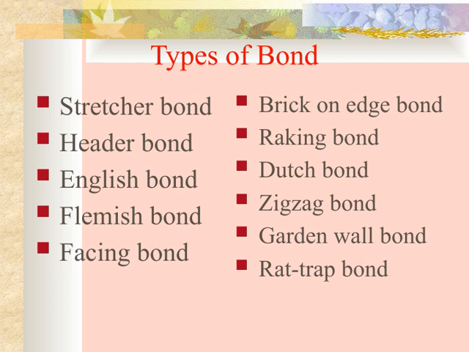Rat trap bond is a popular technique involving bricks laid with the hollow side facing out, which saves material and provides insulation. Each of these bonds serves a specific purpose, whether for strength, aesthetics, or efficiency, and understanding them helps us choose the right technique for any project. These variations are all part of the broader theme of how brickwork can be both functional and visually striking.